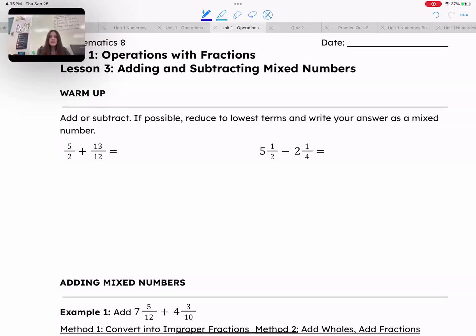Hello, everyone. It's me, your teacher, Miss Raven, and today I'm going to do the lesson for you, adding and subtracting mixed numbers. We did adding and subtracting fractions last class, and now we are going to look at specifically mixed numbers. So let's do a warm-up, a reminder of last class.